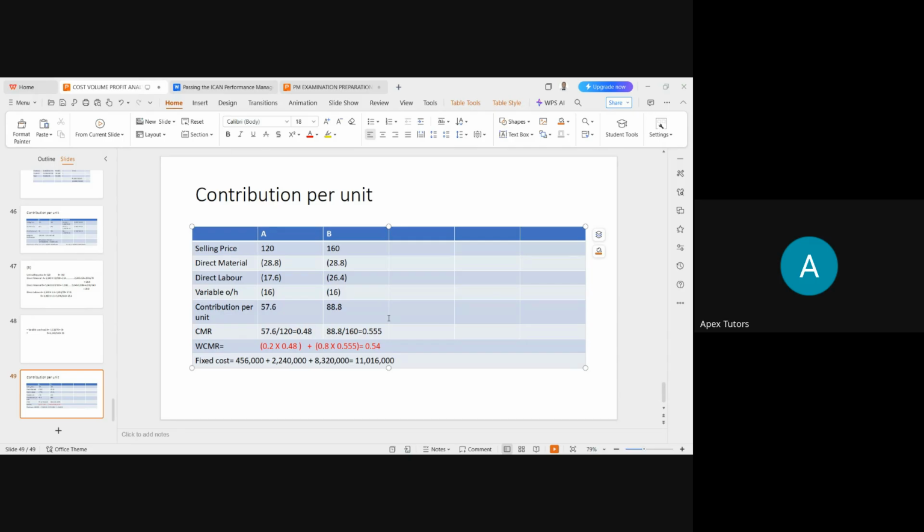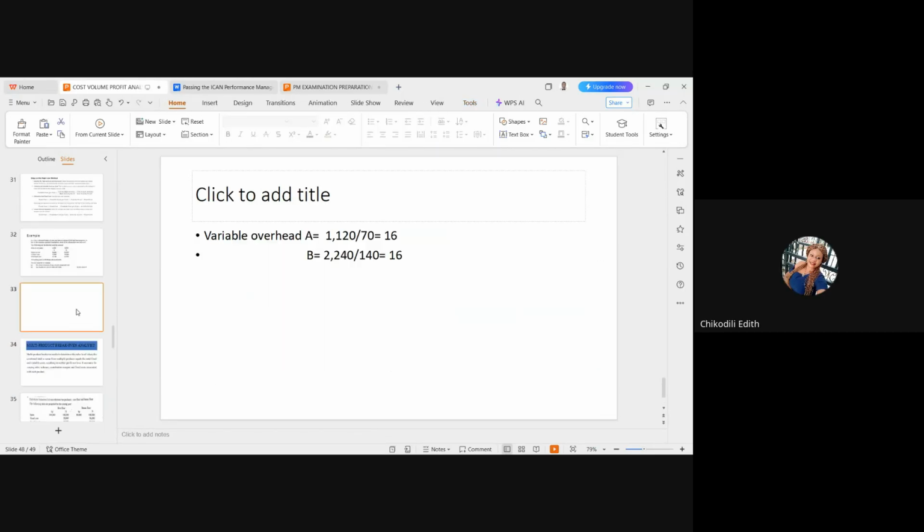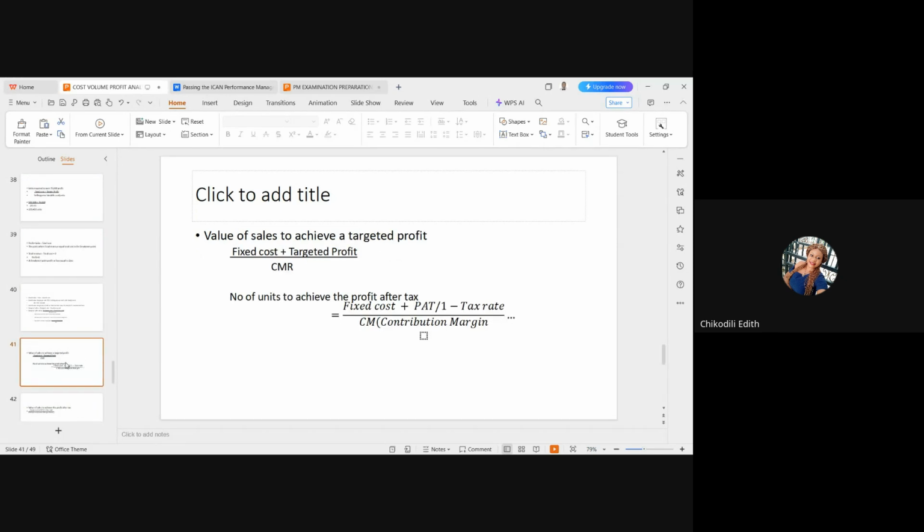So what formula are we going to use now? It's fixed cost plus the profit after tax divided by one minus the tax rate. Yes. So it's fixed cost, this is it, fixed cost, the profit after tax.